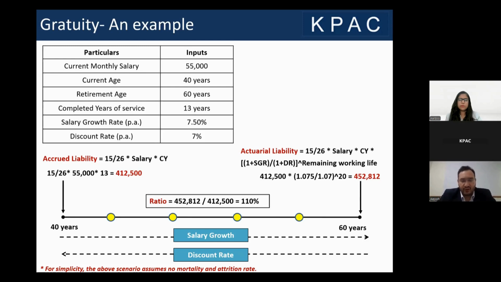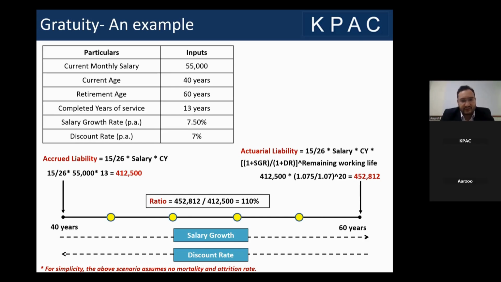So, if I have to talk about actuarial assumptions or actuarial liability, how do we do an actuarial valuation? While doing an actuarial valuation, we first see what the accrued liability is today. Accrued liability is the discontinuance liability, which is calculated with a simple arithmetic calculation depending on the formula. In India, gratuity is calculated on the basis of 15/26 times your current salary times the current completed years. In this example, since my current salary is 55,000 rupees per month and my completed years of service are 13, my accrued liability becomes 4,12,500.